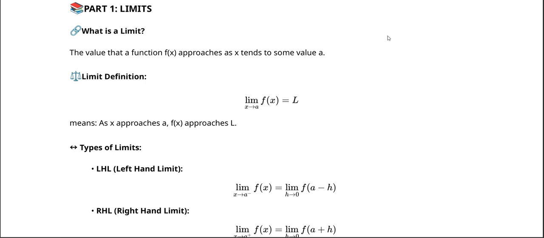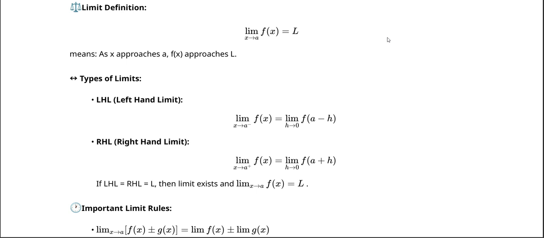Now there are two types of limit. First is the left hand limit and second is the right hand limit. The left hand limit is written as limit x tends to a minus f(x), that is equal to limit h tends to 0 f(a minus h). In left hand limit we find the values of the limit when the value of x is less than a, hence we write it as a minus h.